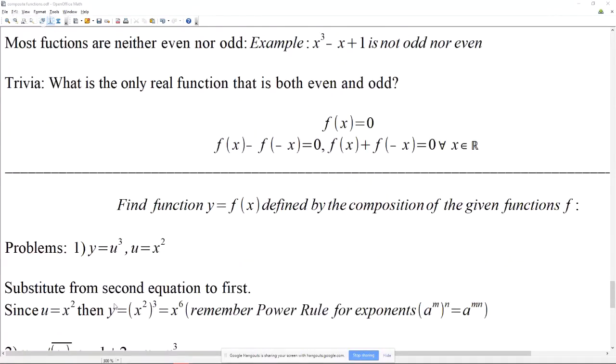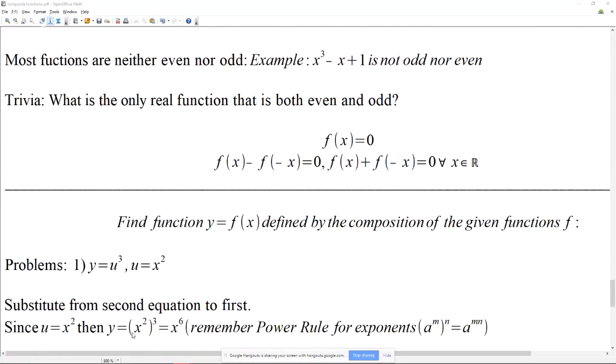So I end up with y equals the cube of x squared. Now, don't forget this. When you have an exponent, it's called the power rule for exponents, and I specifically added it in here so people don't forget. A to the m raised to the n, you just multiply them together. It's the product of m times n. So x squared raised to the third power is 3 times 2, which gives me x to the 6th.